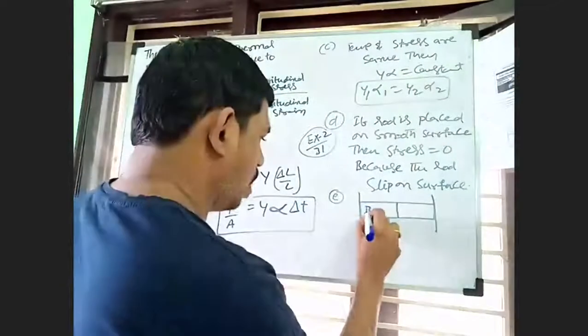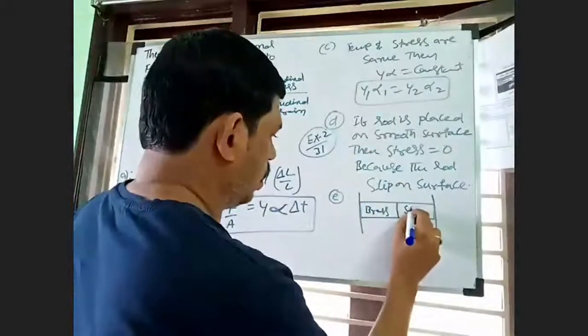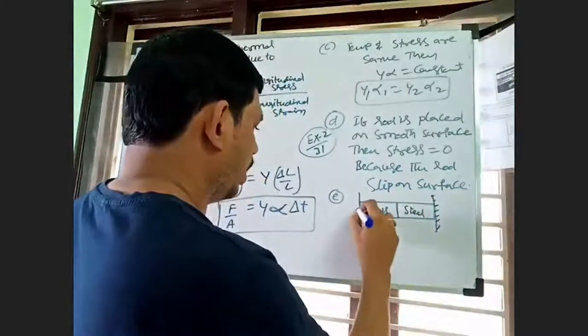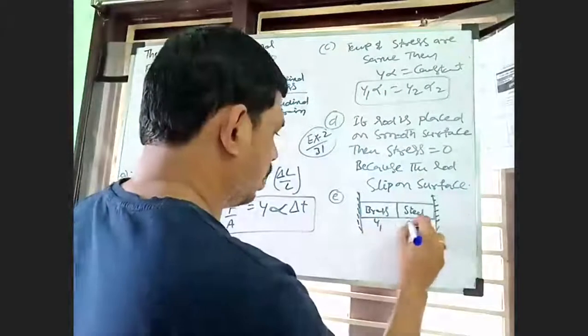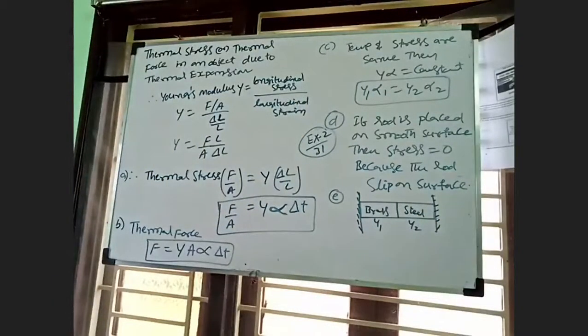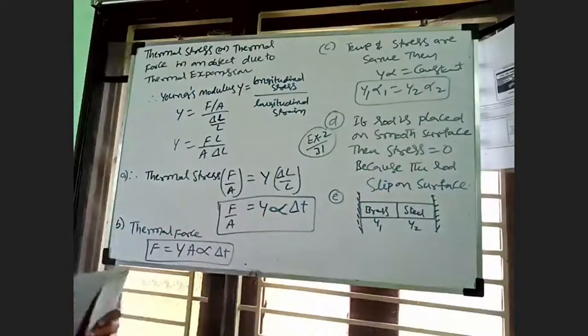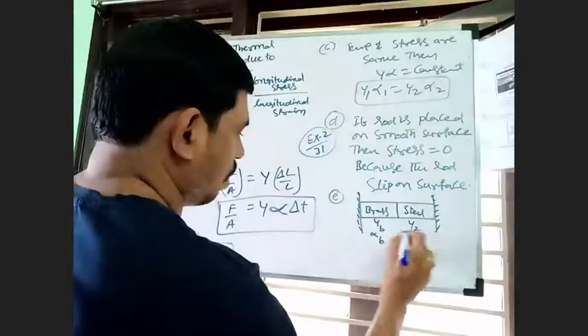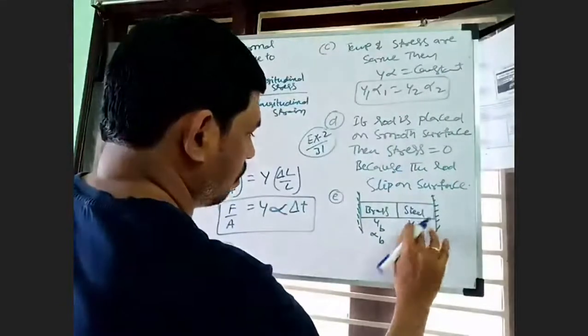This is the brass and steel. Two different materials, so Y1, Y2. The modulus is different, and alpha 1, alpha 2 are also different. So alpha B for brass, alpha S, Y S for steel.